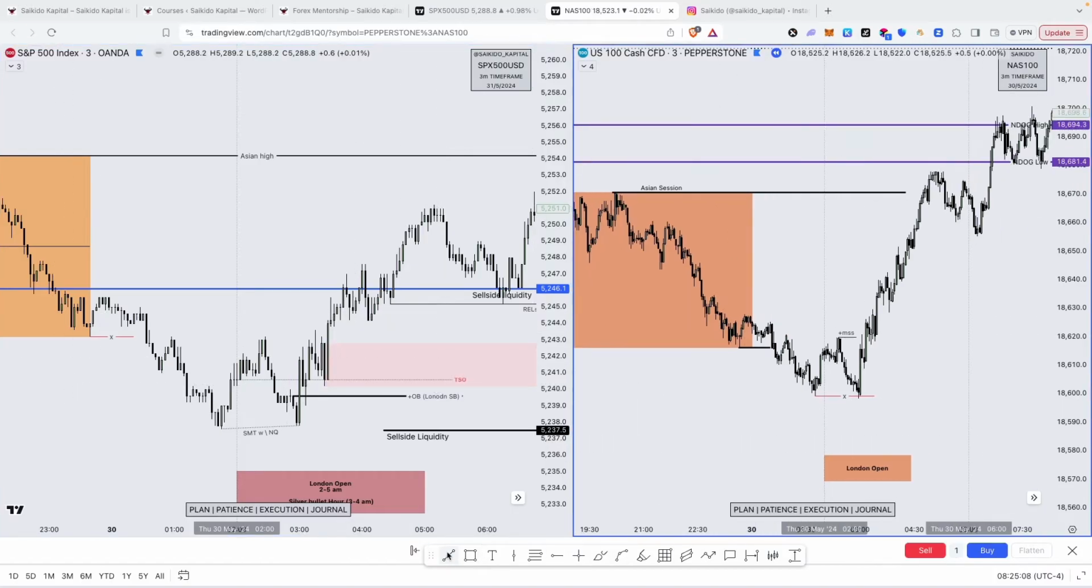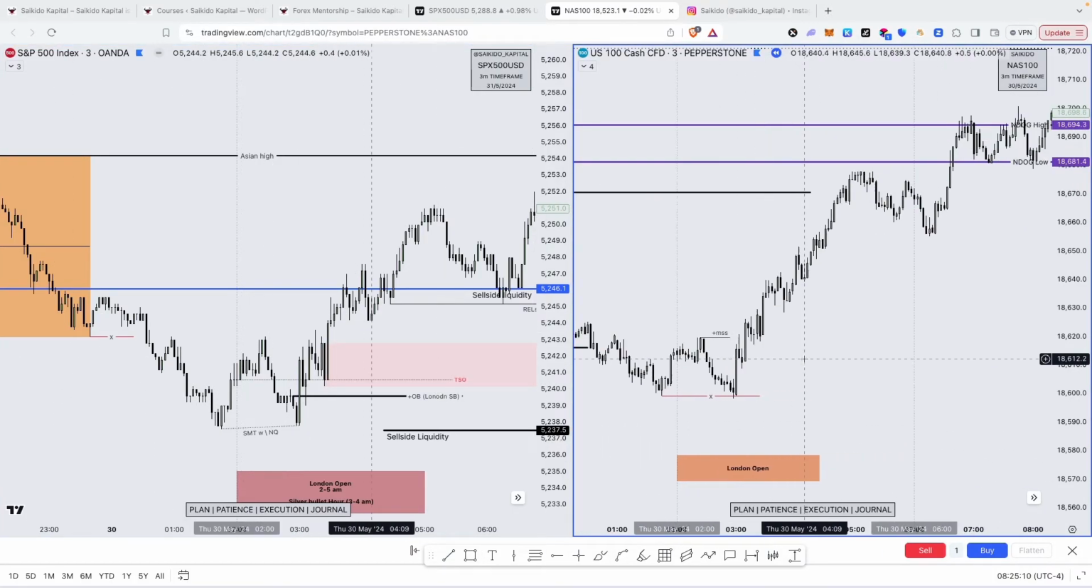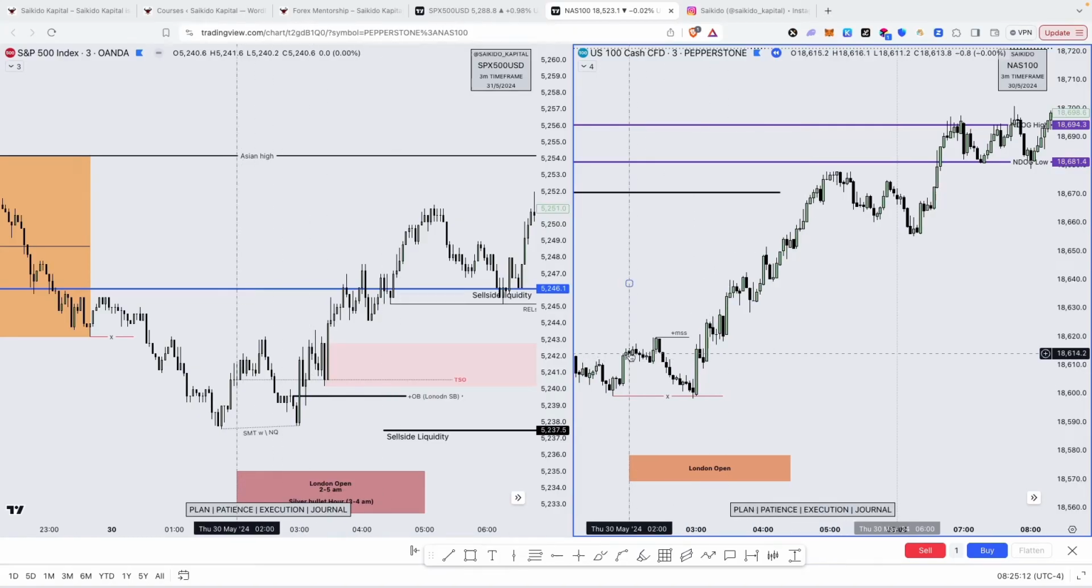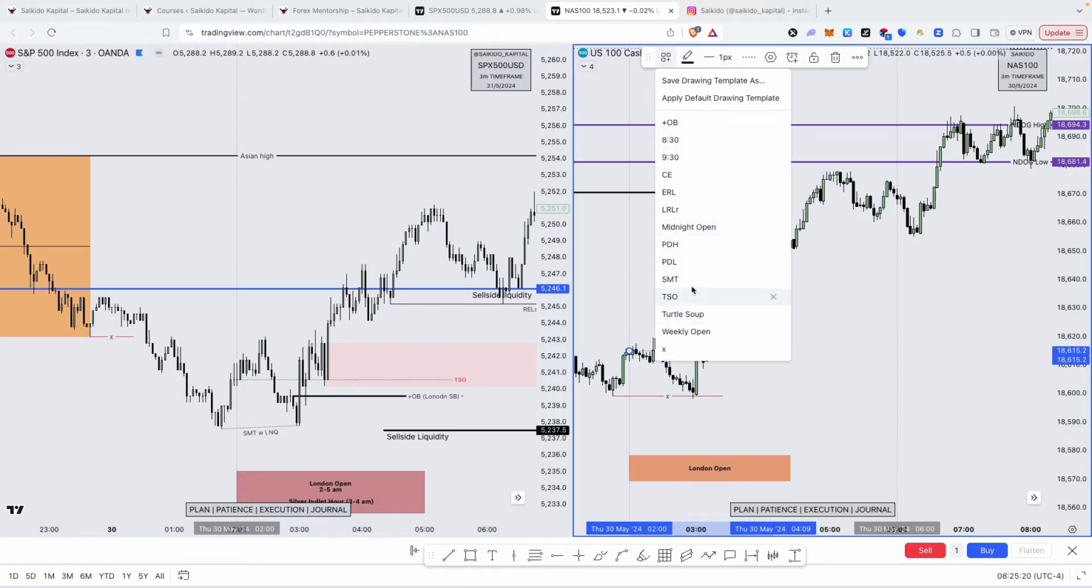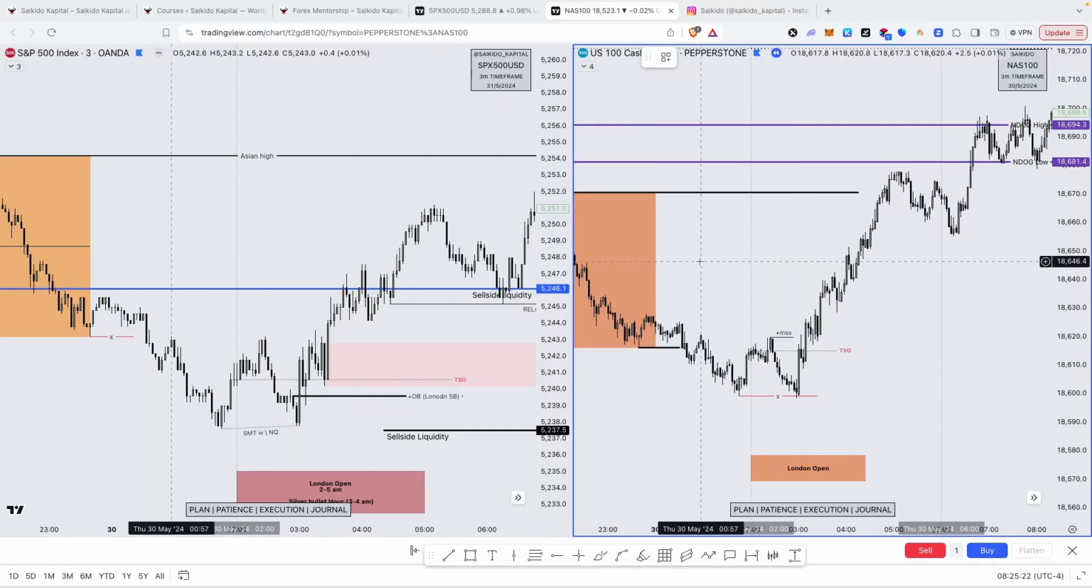The same thing on the Nasdaq. I do the same thing. So I look at the opening candle. In this case, it's a down close candle. So I'm gonna take the opening price over here. I'm gonna extend it out, and that's my true session open, right?